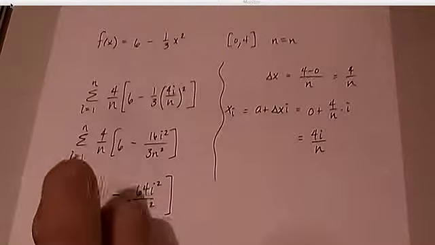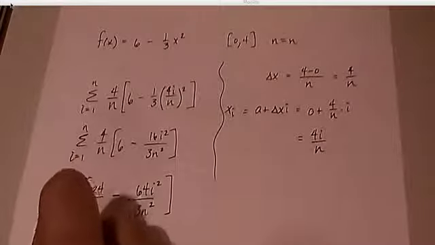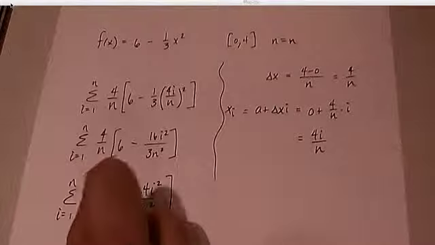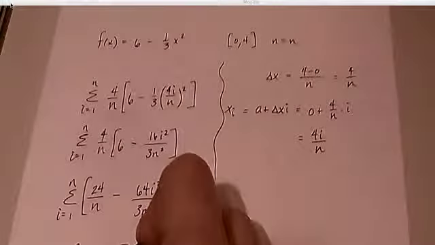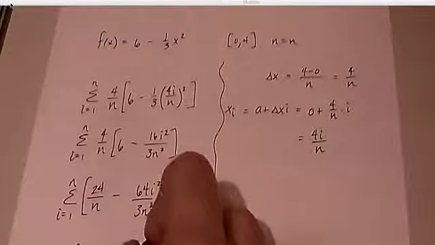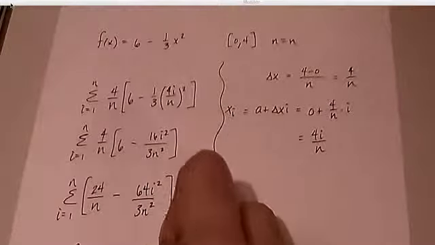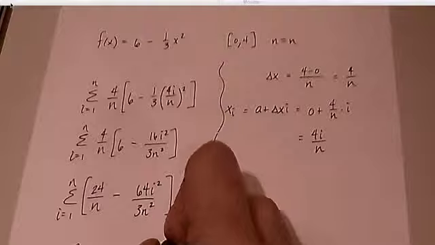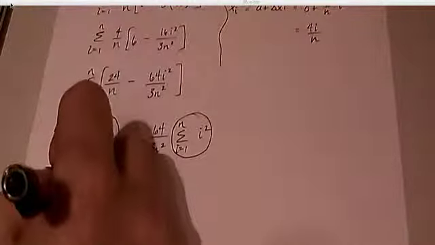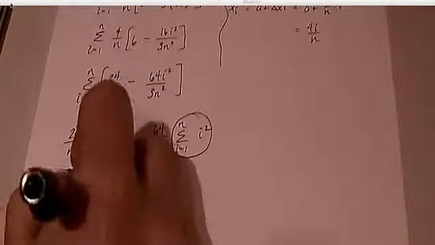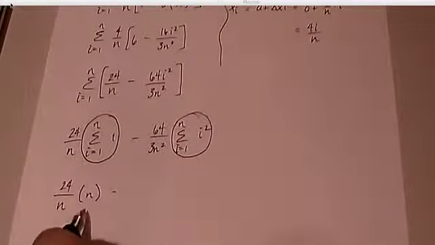Now, I know that I can go ahead and pull this apart. And once I pull this apart, I get 64 over 3n squared times the sum from i equals 1 to n of i squared. Once I've pulled that apart, I know that this right here is going to be n. I know that this right here is going to be that formula that I specified on the earlier one. So you get 24 over n times n, which is of course going to reduce to 24.